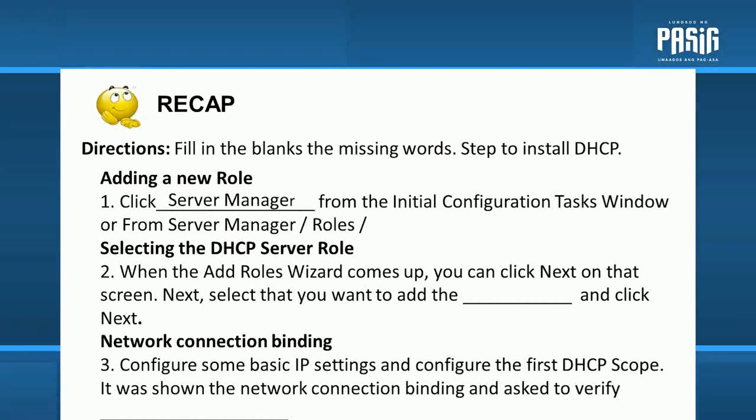Number 2. Selecting the DHCP server role. When the Add Roles wizard comes up, you can click Next on that screen. Next, select that you want to add the blank and click Next. The answer is DHCP. Number 3. Network connection binding. Configure some basic IP settings and configure the first DHCP scope. It was shown the network connection binding and asked to verify blank. The answer is network.